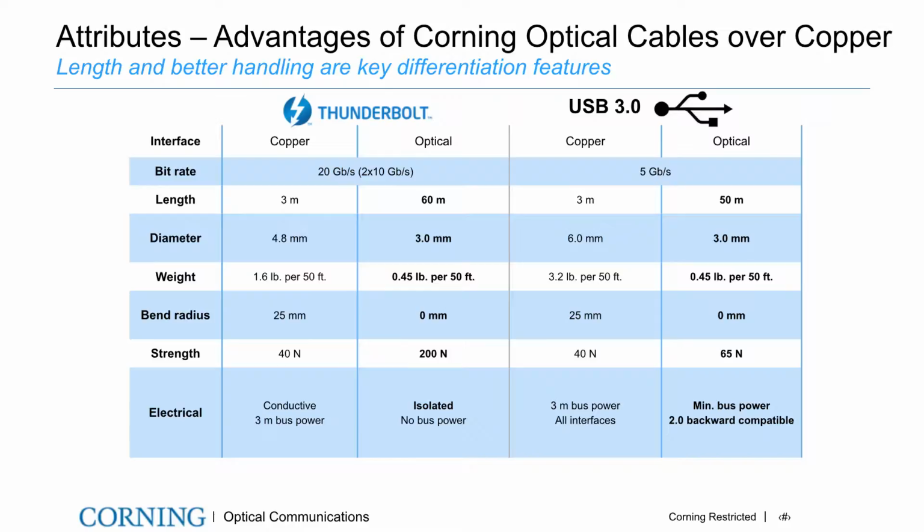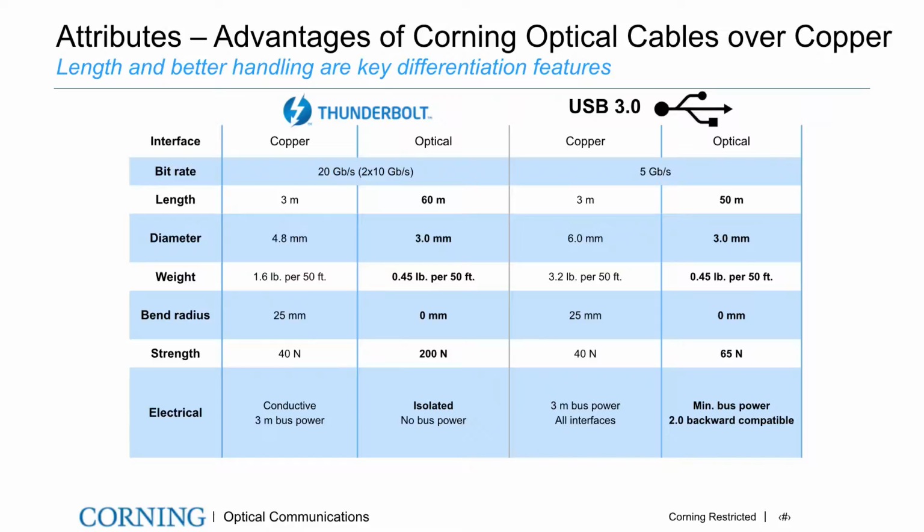USB is 5 gigabits per second, but instead of being limited to that short 3 meters of copper, you can go up to 50 meters with optical cables by Corning. Diameter we discussed. Weight, it's obviously less weight. The bend radius is 0, and we just showed you that with the demo. The strength is very robust and durable as well.